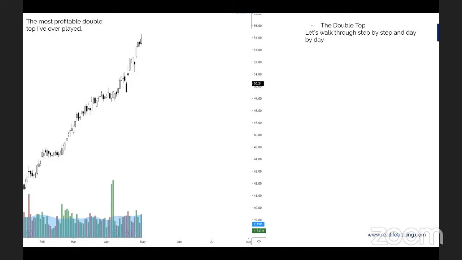All right, I'm gonna walk you through the most profitable double top I've ever played for various reasons. But type in one if you wanna see me do this day by day. I'm gonna kind of walk you through it, show you exactly how I played this thing. Took a lot of notes. I remember precisely how it was done.